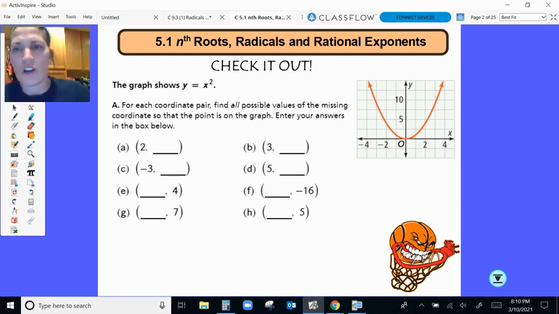So if I have 2, we look up here and find out, what is 2 squared? And 2 squared is 4, right? Well, what's the square root of 4? As we come down here, we find it's 2. So it goes back and forth.